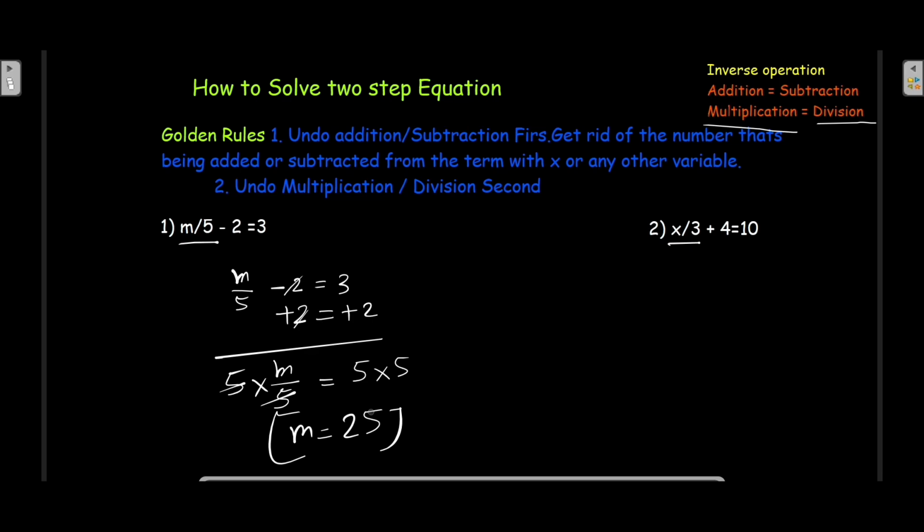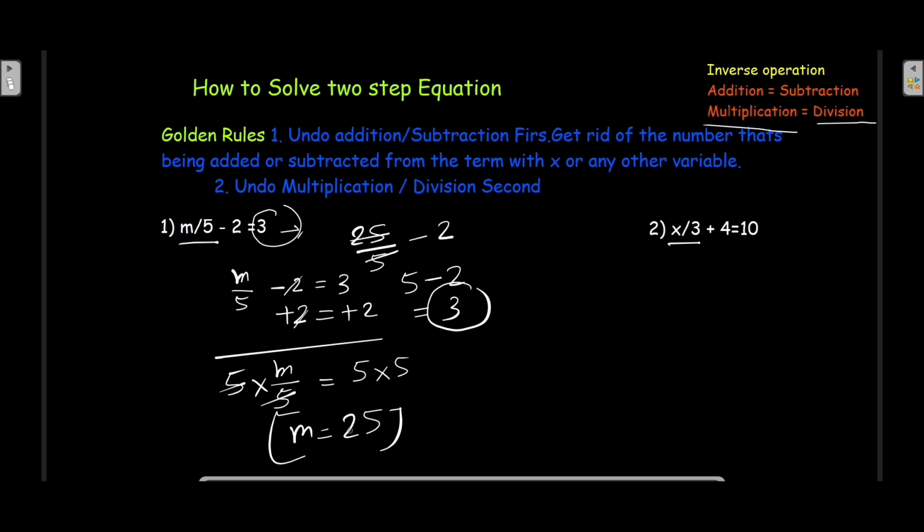If we want to verify whether our answer is correct or not, we have to plug this value into the initial equation here. So the value of m is 25 divided by 5 minus 2. If we divide 25 by 5, it will give us 5 minus 2, which gives us 3. So 3 equals 3, and it is verified that our answer is correct.